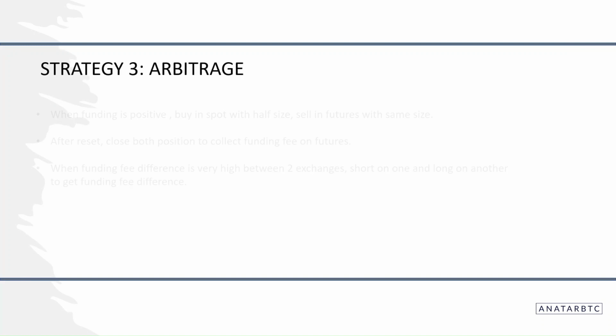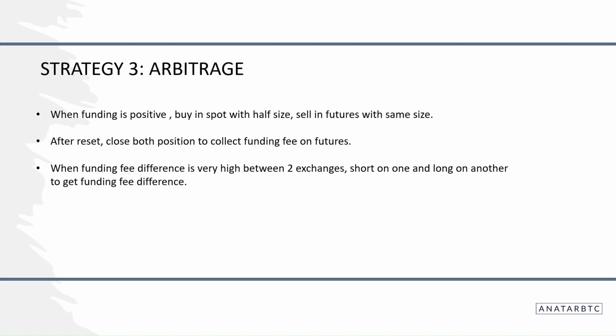Now, third thing is arbitrage. What is arbitrage? When funding is positive, what you can do is buy in spot with half size, and sell in futures with the same size. For example, if you have $1,000 in your wallet, you can buy that coin with $500, and with the remaining $500 you can sell in the futures keeping the same size. That means your size should be the same. You have to manage your leverage and margin. So after the reset, close both positions simultaneously.